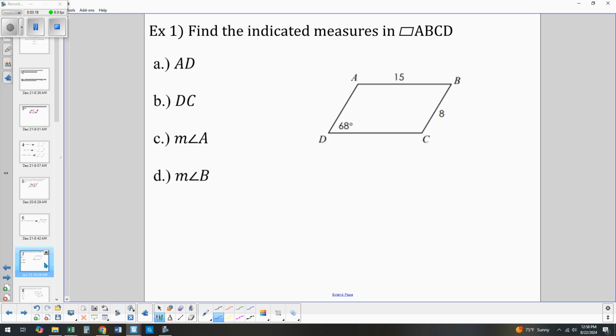So let's find the indicated measures here. I want to know AD. AD is opposite BC, so they're the same. That's 8. DC is opposite AB. They're the same. That's 15. The measure of angle A is going to be supplementary to its consecutive angle. So 180 minus 68 is 112 degrees. And then angle B is opposite angle D, so they're the same. So that is 68 degrees.